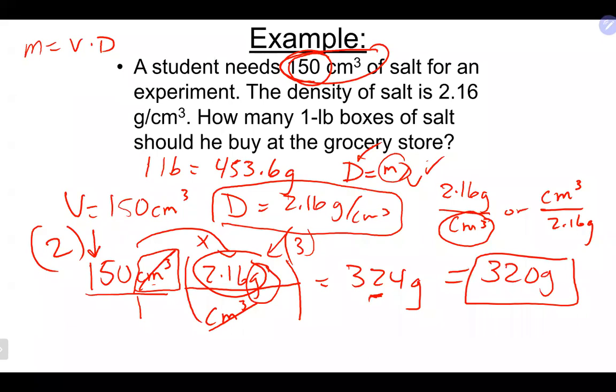And to answer the question, you would need just 1 box, right? Since 1 box is 453.6 grams, you should have enough with some left over in that case. Any questions on that?